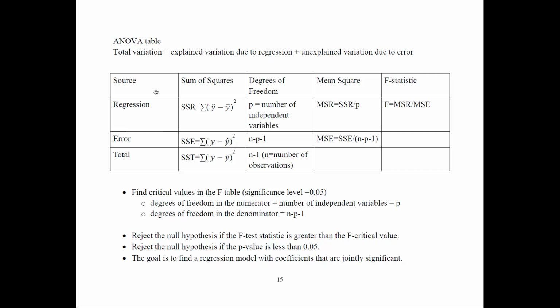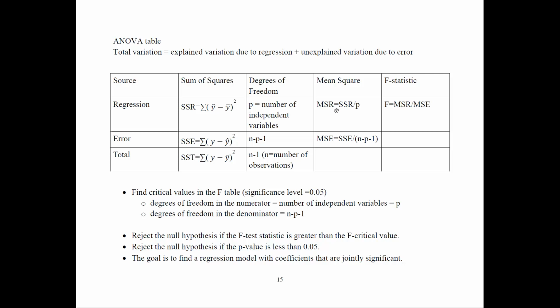So here we have the source of variation. We have either due to regression, due to error, or the total variation. And these are the quantities that we talked about: SSR, SSE, and SST. So that's the difference of the actual and the average values. This is the difference between the actual and predicted values, and this is the difference between the predicted and the average values. In this case, we would have p degrees of freedom, the number of independent variables, for the regression. For the error it would be n minus p minus 1, and for the total it would be n minus 1, where n is the number of observations.